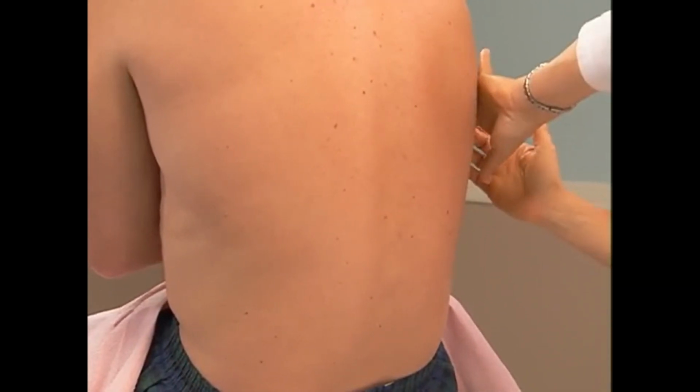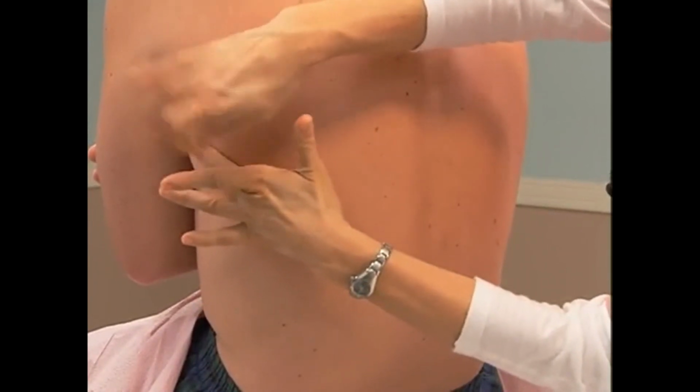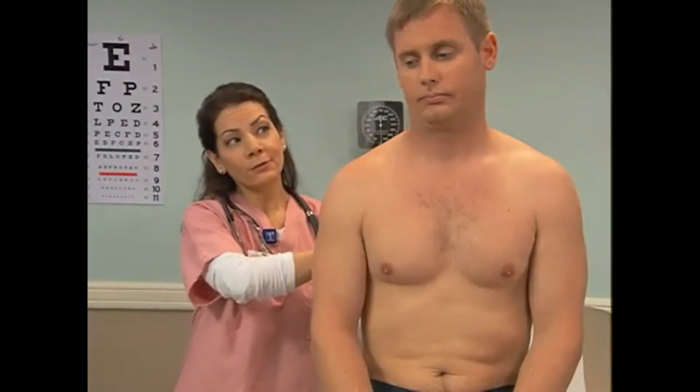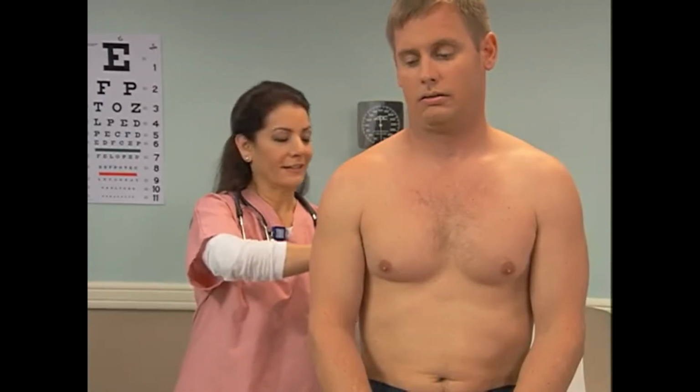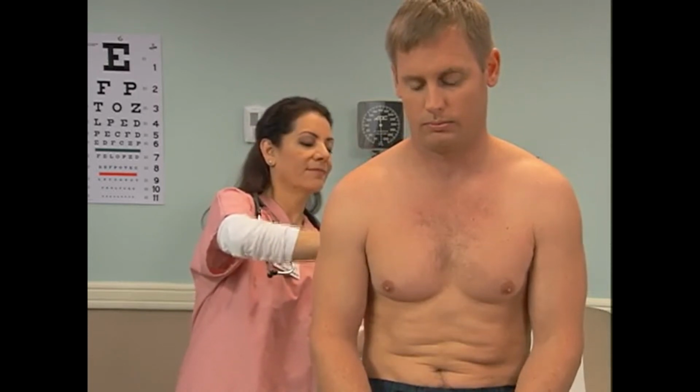Over normal lung tissue, you should hear resonance. Lower, over the liver, you should hear dullness. Percussion over lungs elicits resonance. Over the liver, dullness. Exhale forcefully and hold it. Next, please, measure for diaphragmatic excursion. Ask the client to exhale forcefully, then hold his breath.